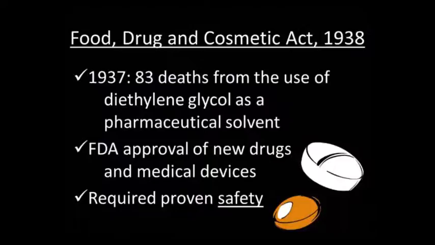In 1937, 83 people died in the United States from the use of a pharmaceutical solvent, diethylene glycol, in an elixir of sulfanilamide that was prepared and distributed across the country. This, again, like many public health disasters, led Congress to act. And subsequent to these 83 deaths in 1937, Congress passed the Food, Drug, and Cosmetic Act of 1938.